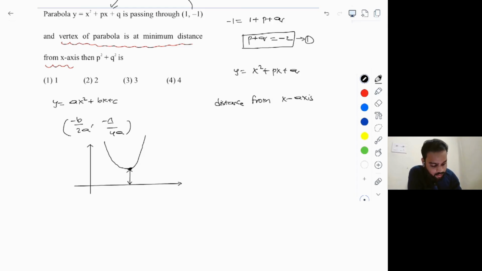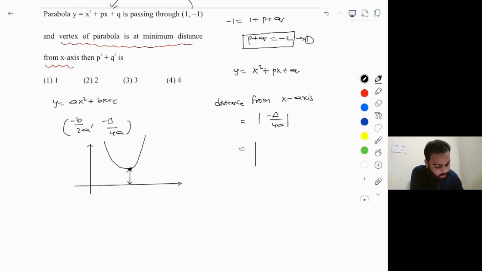Distance from x-axis by using the formula minus delta divided by 4a. Okay. So the distance from x-axis of this vertex will be equal to modulus of minus delta divided by 4a. And since they are saying distance, I'm putting a modulus sign here. So it will give you modulus of delta divided by 4a.